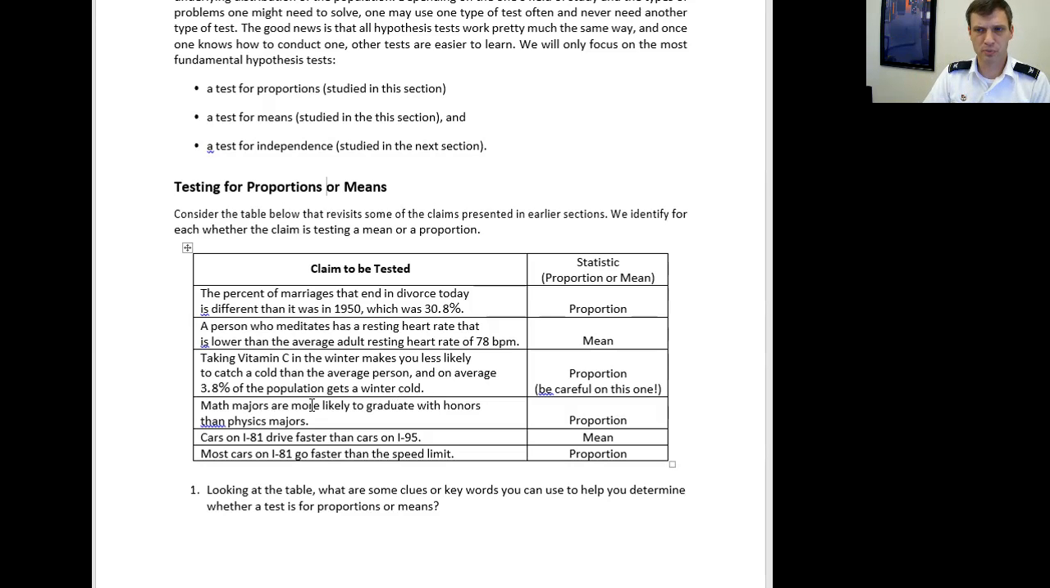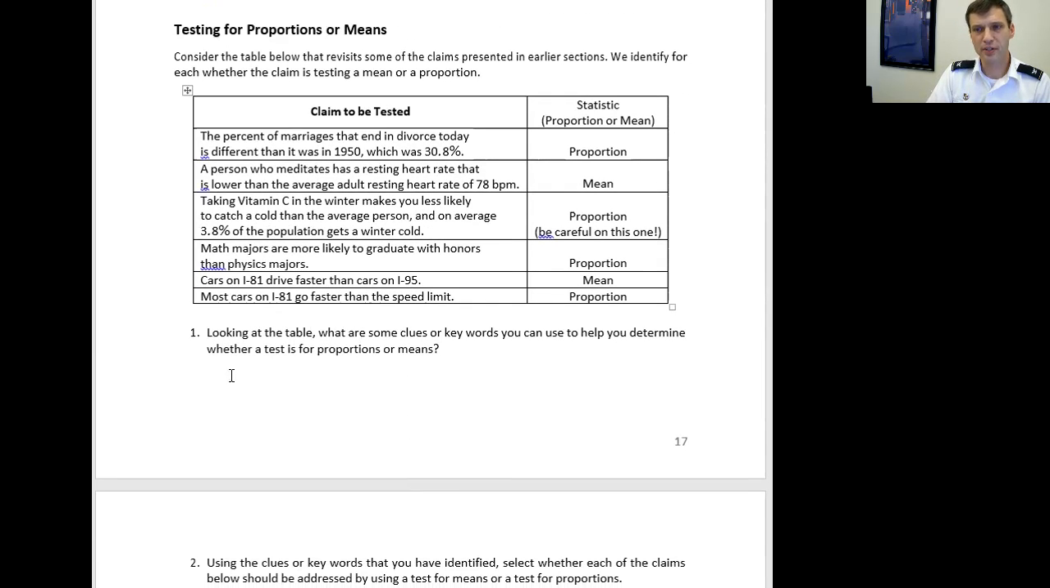Math majors are more likely to graduate with honors than physics majors. More likely tends towards a proportion. Cars on I-81 drive faster. Well, I haven't given a lot of details, but we're probably talking about average speed on the two highways, so it's going to be a mean. Most cars on I-81 go faster than the speed limit. Well, I'll say most cars. That sounds like a proportion, over 50%, right? So that goes in the proportion realm.